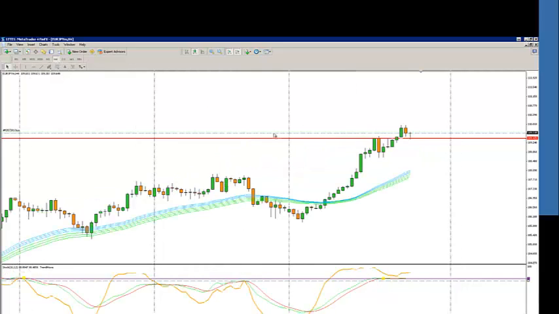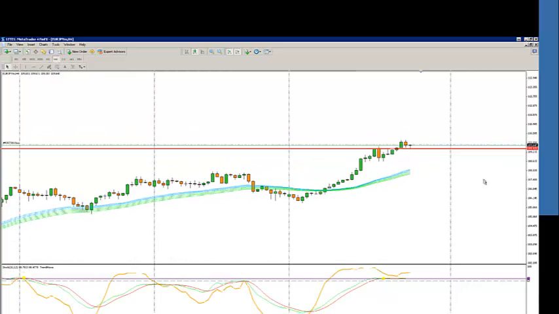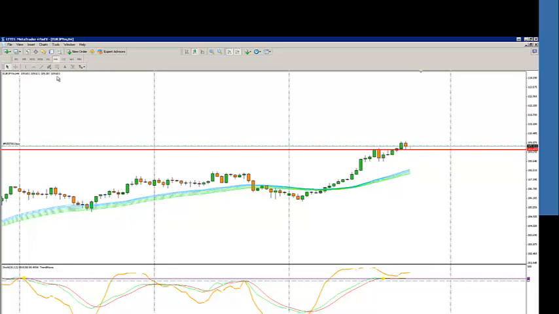Let's see how it looks on the 4-hour chart. Again, here was the support, the resistance level. Price came down to this resistance level. Notice that we're still in an uptrend on the daily, on the 4-hour and the 1-hour chart. The rainbow indicator is below price. So we're in an uptrend. So we're looking for targets.